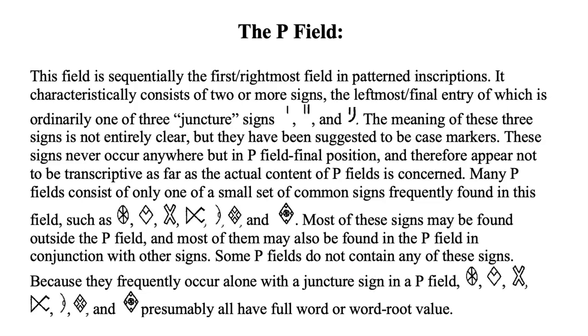Anyway, it characteristically consists of 2 or more signs, the leftmost or final entry of which is almost always one of 3 juncture signs. So there's a single tick, double tick, and then short tick plus long tick. So those are the 3 juncture signs. The double tick is by far the most common of the 3. The meaning of these juncture signs is not entirely clear, but they've been suggested to be case markers. I say neither yay nor nay to that. I think personally that there's a little bit more to it than that, but we're not going to get into that right now.